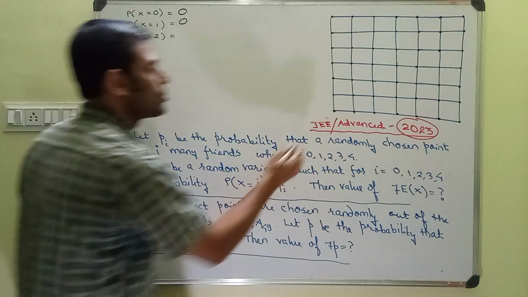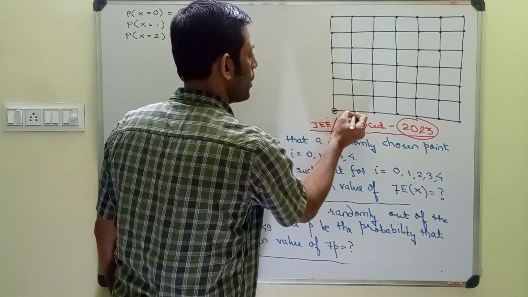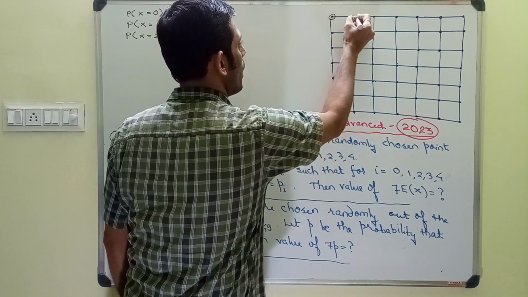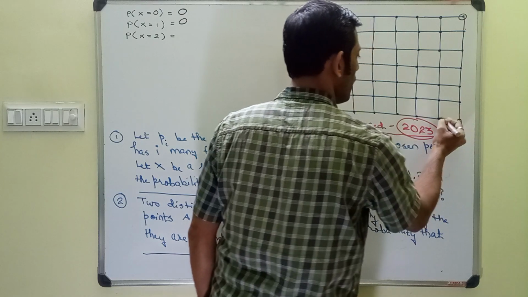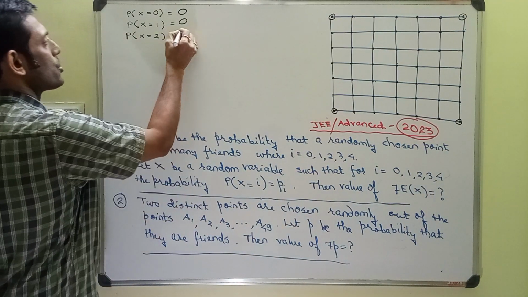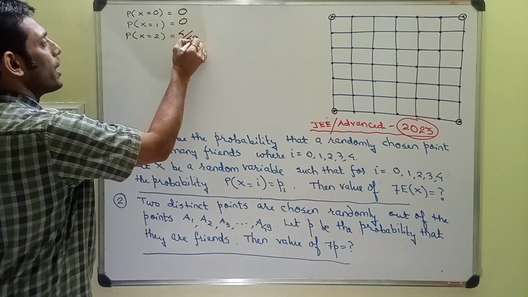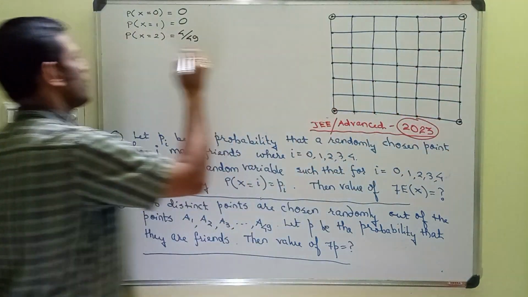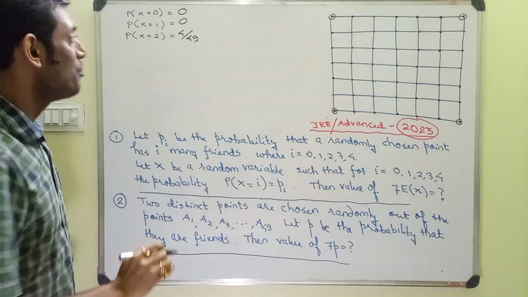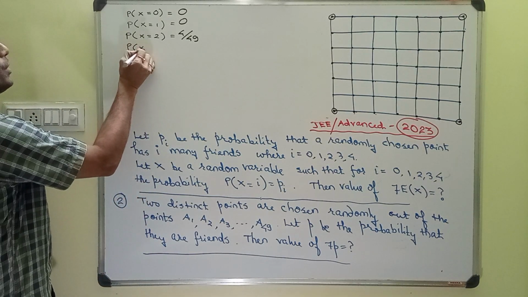Only two friends. Say this, 1, 2. Say this, 1, 2. Say this, 1, 2. Say this, 1, 2. There are four persons. Out of how many? 49. 1, 2, 3, 4, 5, 6, 7. 7 cross 7, 49 grid points. And now, P of X equal to 3.